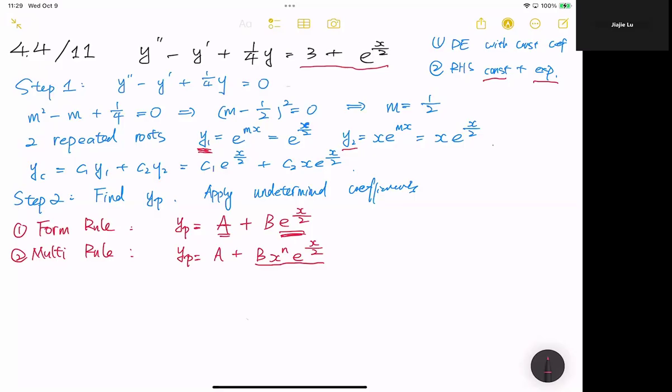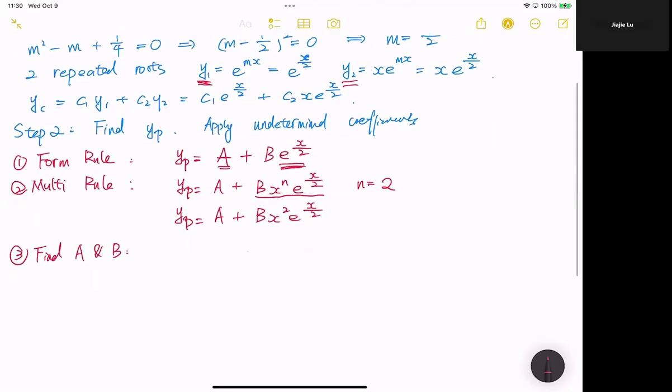And next, if we simply take n equals to 1, then it becomes bx e to x over 2, which is duplicated with your y2 again. So n equals to 1 is not enough. That means the smallest n will be 2. And that gives us our yp must be in the form a plus b x squared e to x over 2. Okay, then we need to figure out the undetermined coefficients a and b.